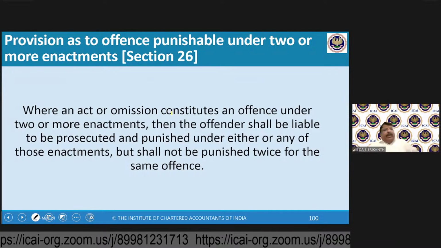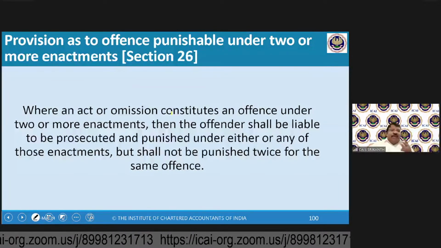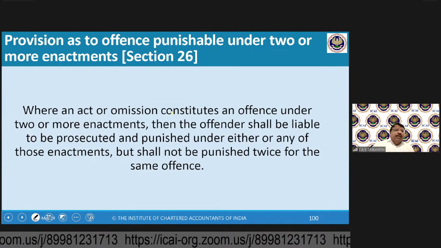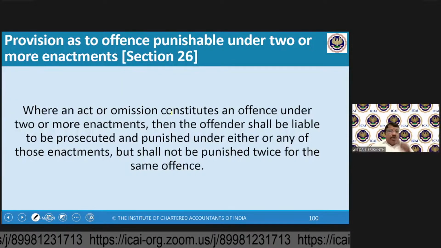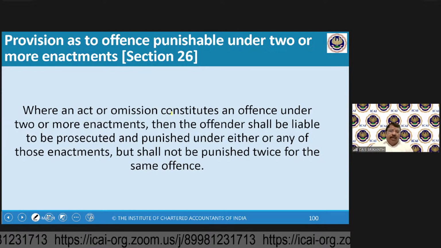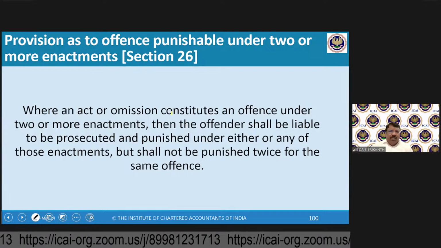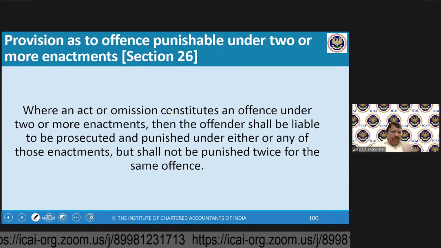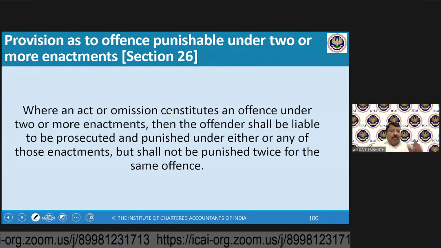A person should not be punishable under two offences for the same act. Where an act or omission constitutes an offence under two or more enactments, then the offender shall be liable to be punished under either or any, but shall not be punished twice for the same offence. In the case of a criminal offence, especially like murder, if you are punished two times, it is called double jeopardy. That is, a person cannot be punished twice for the same offence.